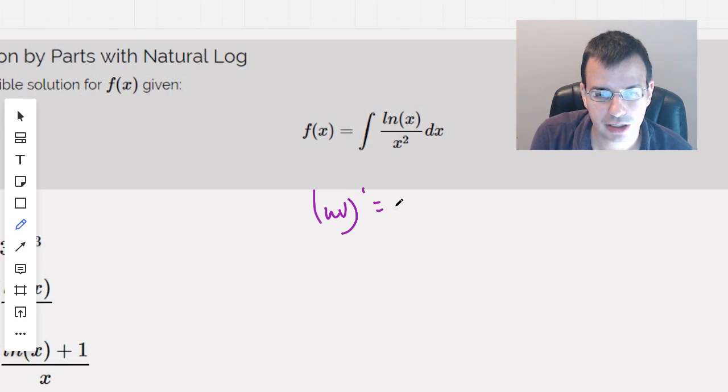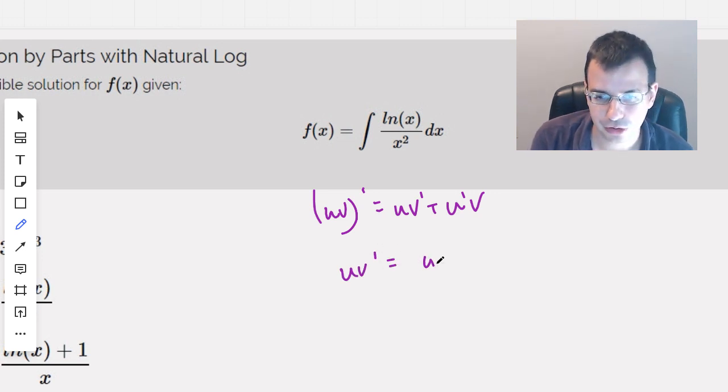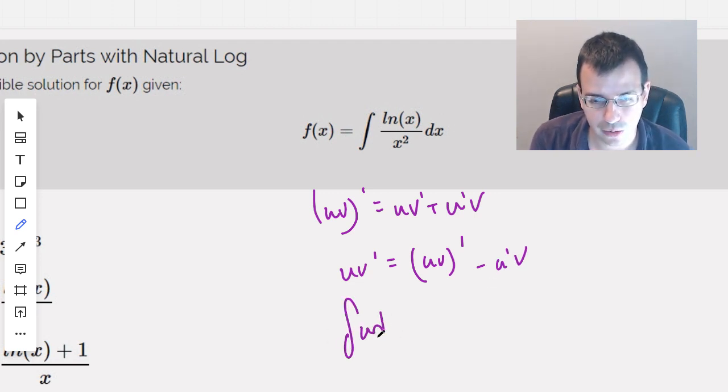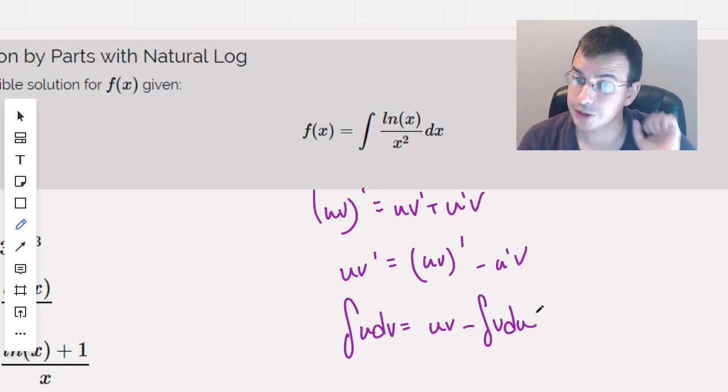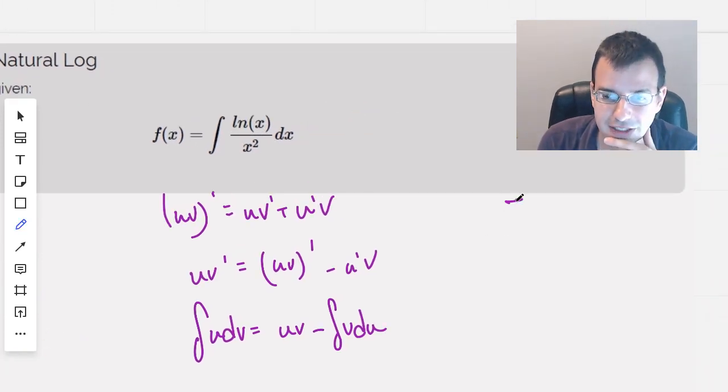The derivative of uv equals uv prime plus u prime v. Rearranging things, we get uv prime equals uv, quantity, prime, minus u prime v. Integrate everything, and we have integral of u dv equals uv minus integral of v du. Okay, so here's our formula. From here we want to choose what our u's and v's are.